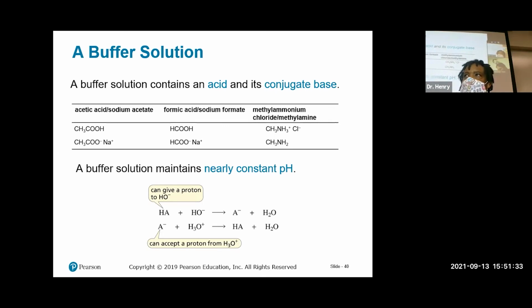These are some examples. Acetic acid and sodium acetate is an example of a buffered solution. You have the acetic acid, and then you have the base, the acetate, in the same solution, which allows it to be buffered. Formic acid and sodium formate is another buffered solution. This one is methyl ammonium chloride and methyl amide. So again, another buffered solution.